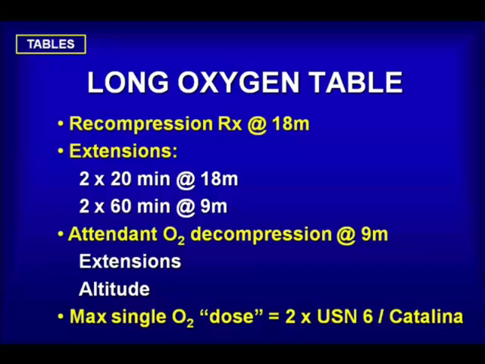The maximum single oxygen dose is 2 back-to-back US Navy treatment table 6s. From the oxygen toxicity lecture, you might recall that this constitutes a total of approximately 1,400 units of toxicity. A table that is designed to basically be 2 back-to-back US Navy treatment table 6s was developed by Carl Huggins at Twin Harbors in Catalina off the west coast of America and is called the Catalina table.